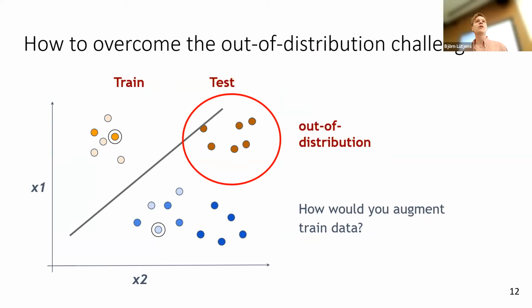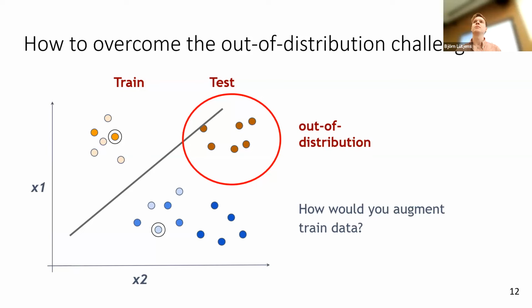Okay, so now you are aware that you have an out of distribution challenge, and you want to overcome that challenge. So here you have your training data set of these two points and your out of distribution data set that you want to classify as orange as well. Would you have any ideas of how you can augment your training data set so that when you train the model again, it correctly classifies your test data set as orange? Augmenting here means adding additional data as randomly sampled. How would you augment your training data?